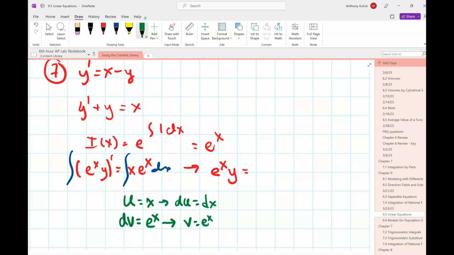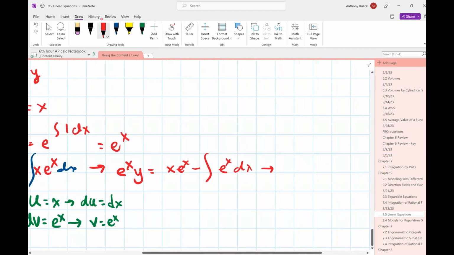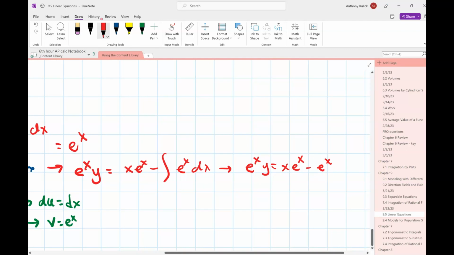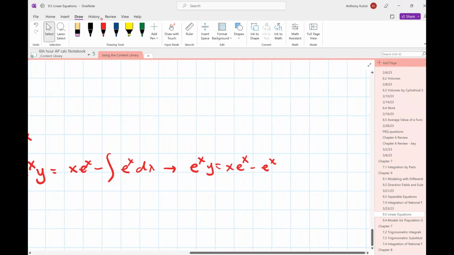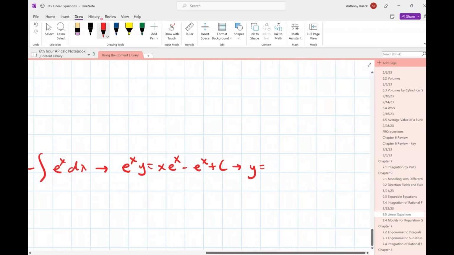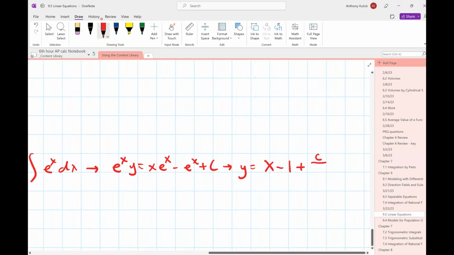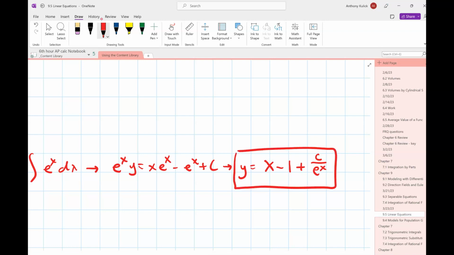Everybody's good? So we have u times v minus the integral of v du. What's the integral of e to the x? Just e to the x. And we still have our plus c. So far, so good. Then we just divide by e to the x. That looks pretty good to me.